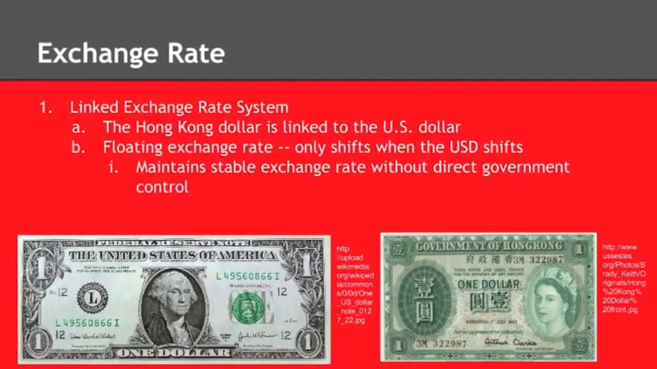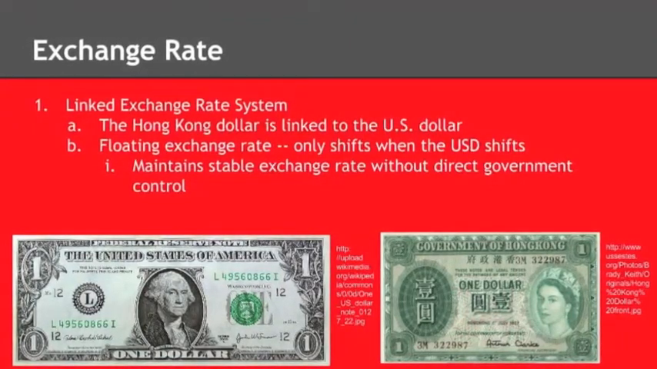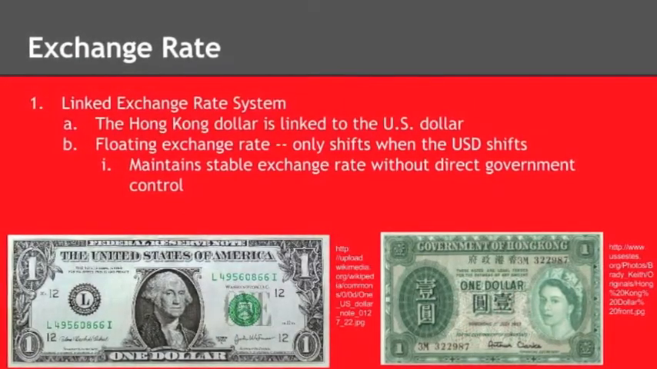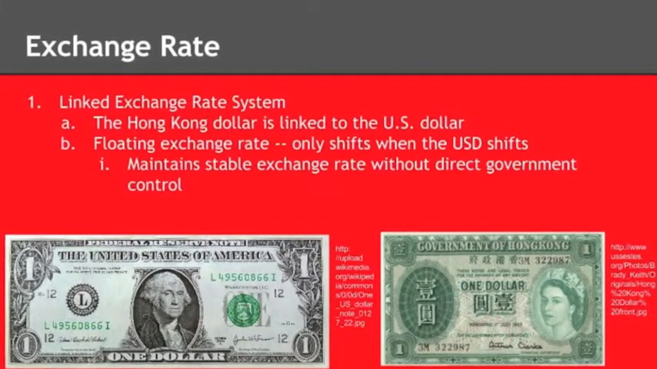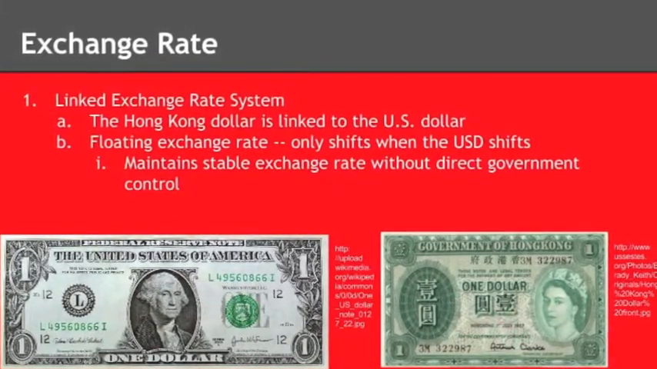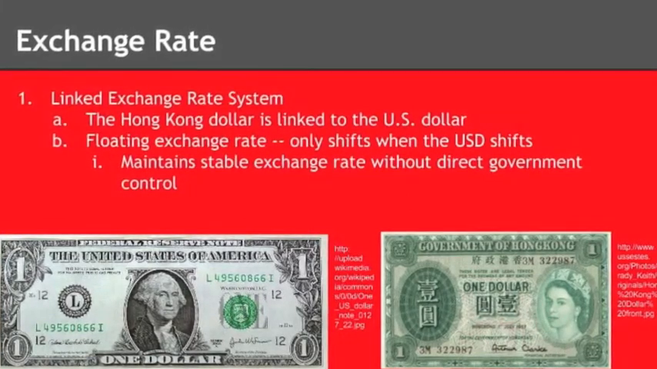Hong Kong operates on a linked exchange rate system in which the Hong Kong dollar is directly linked to the US dollar. $7.80 in Hong Kong dollars is equal to $1 in the US, meaning the exchange rate is floating but only shifts when the value of the US dollar shifts. This is to try to maintain a fairly stable exchange rate without direct government control.